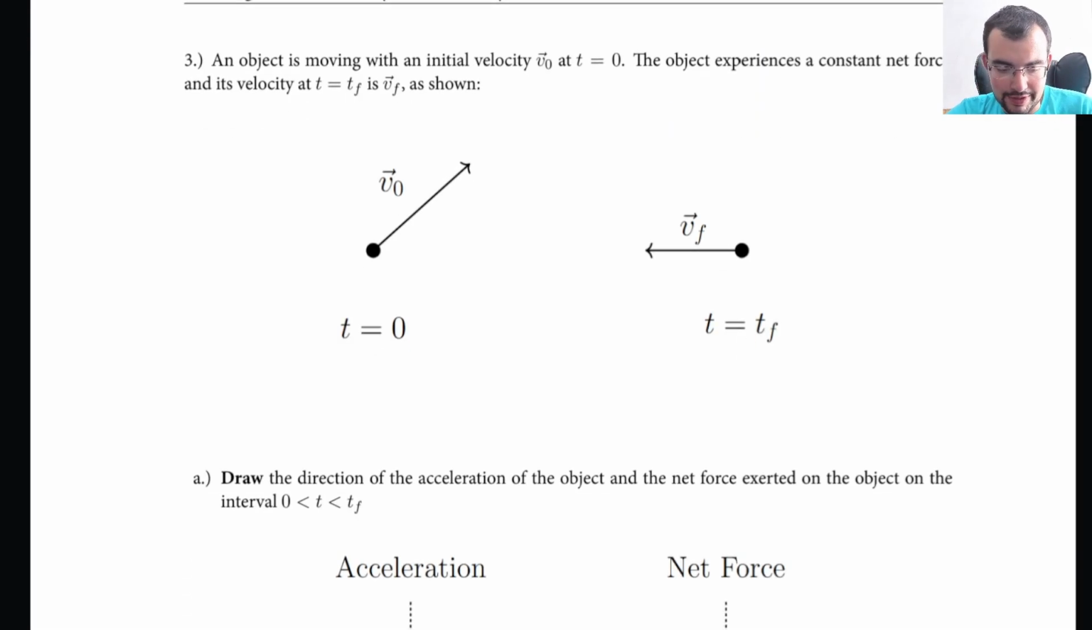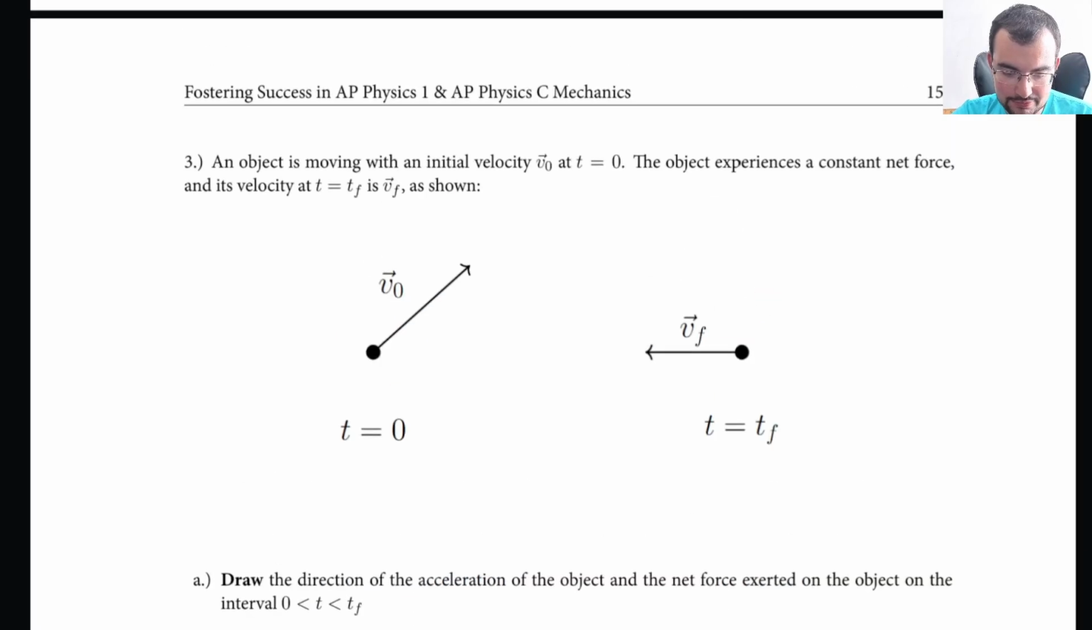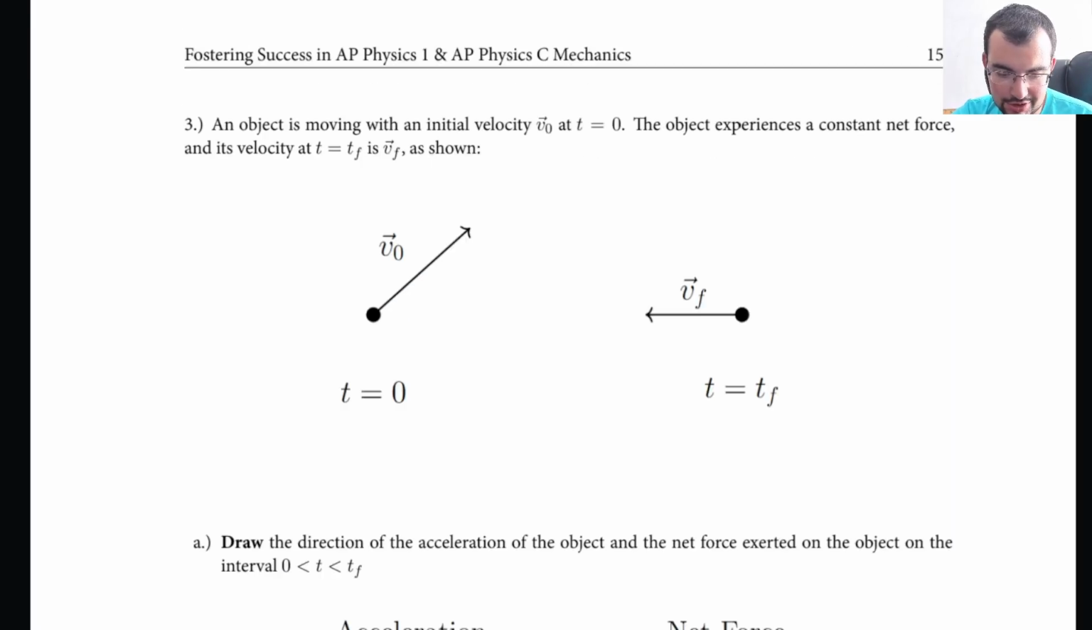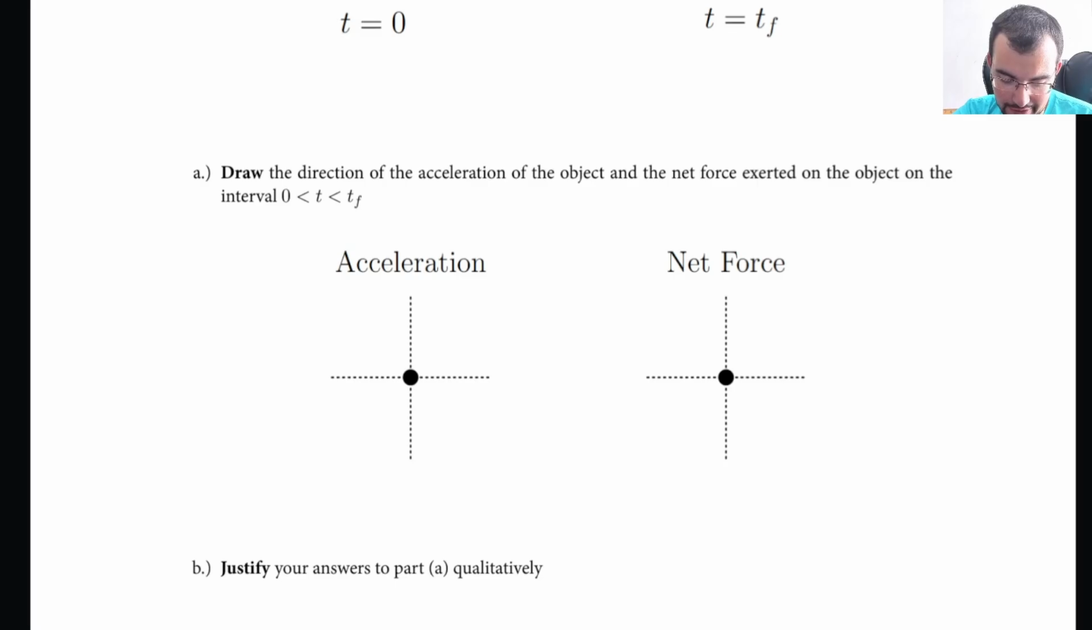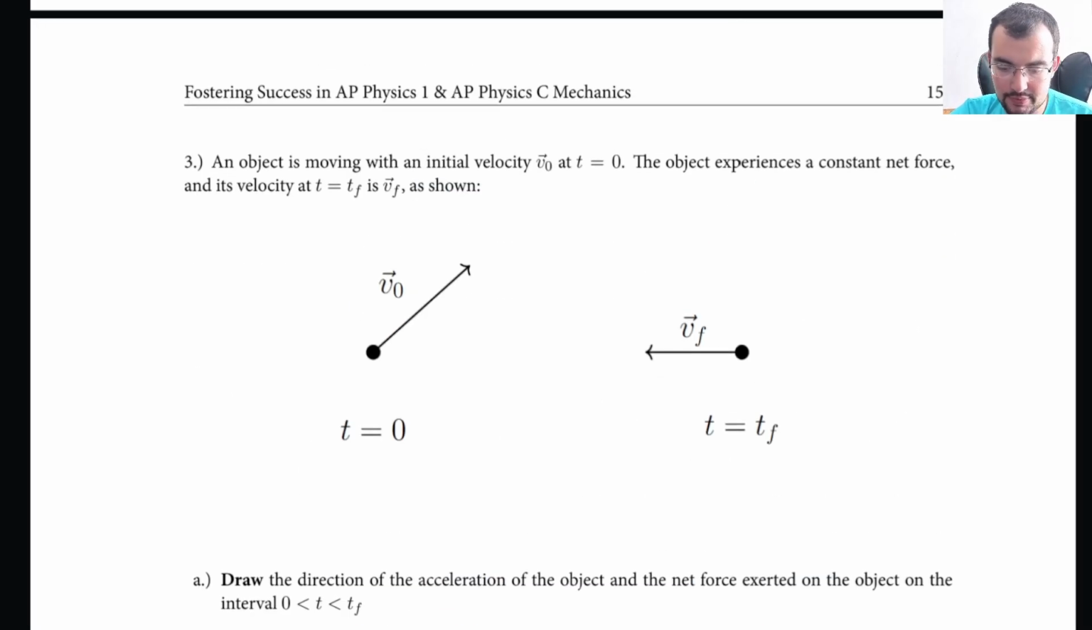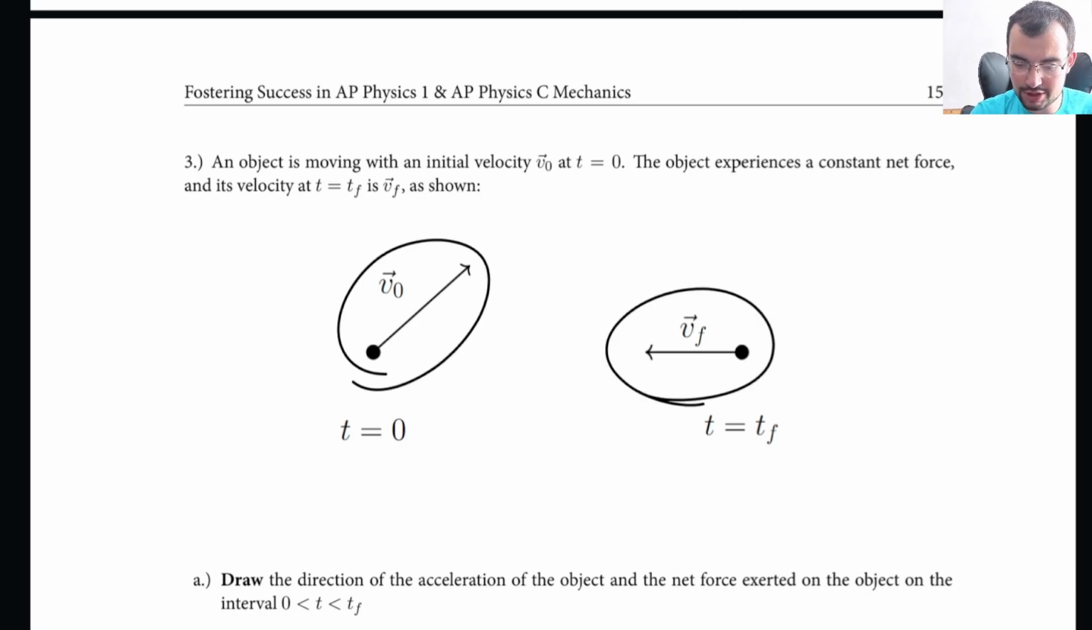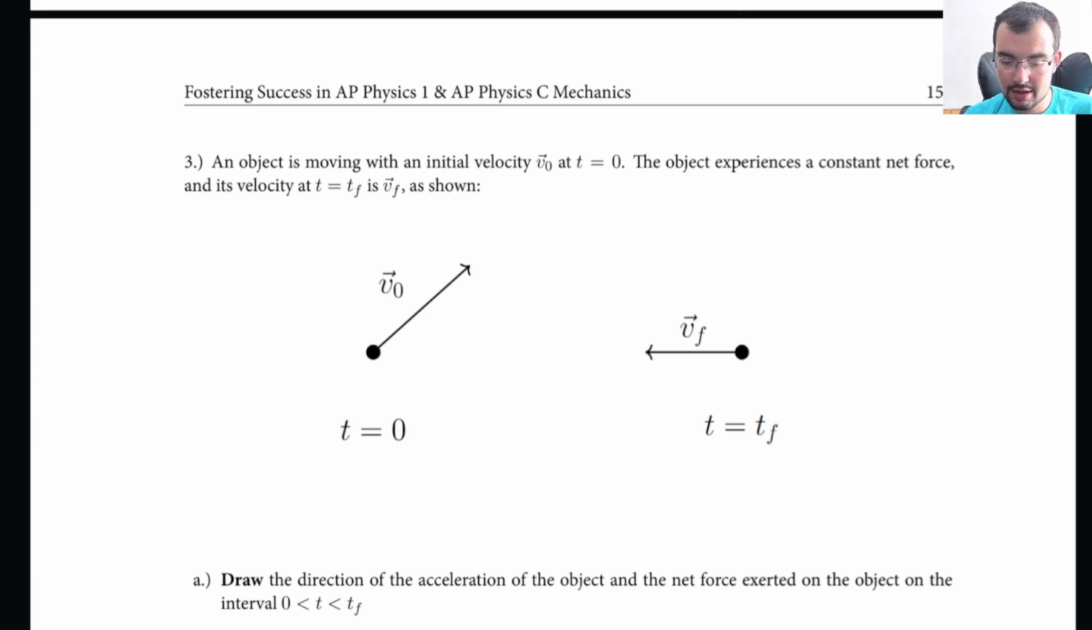Kind of in a similar vein, where we have an initial and final velocity of an object, and we want to figure out which is the direction of the average acceleration and average net force exerted on the object. So we know that there has to be a force exerted on this object because the velocity will be changing. And if the velocity changes, the forces aren't balanced, so there is a net force, so there is an acceleration.